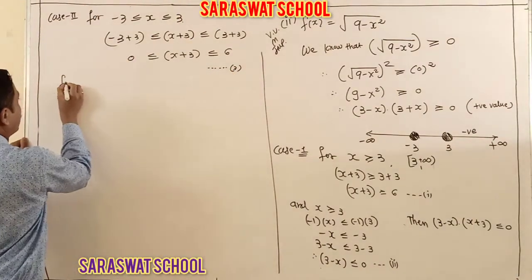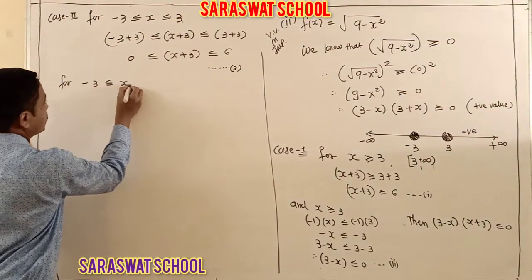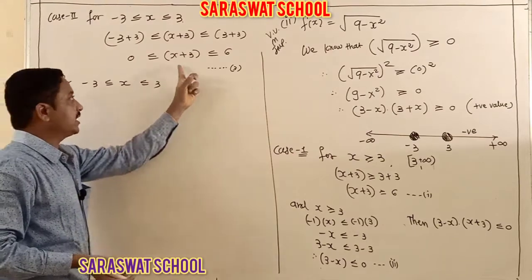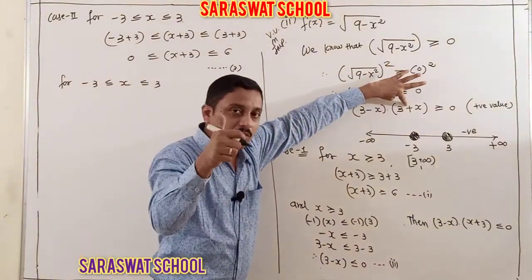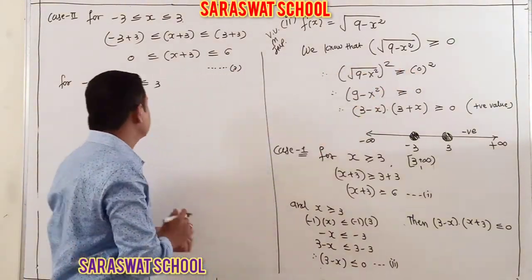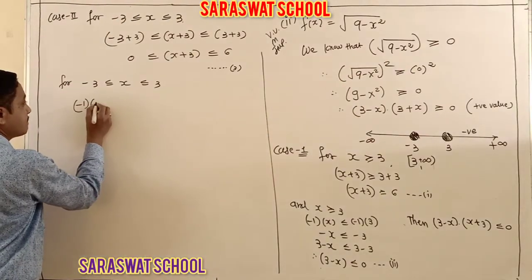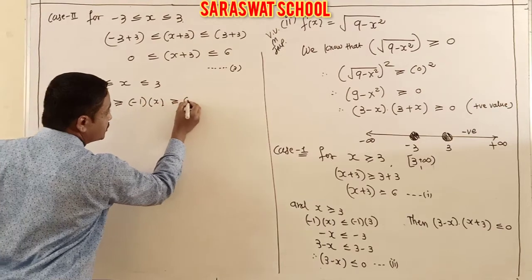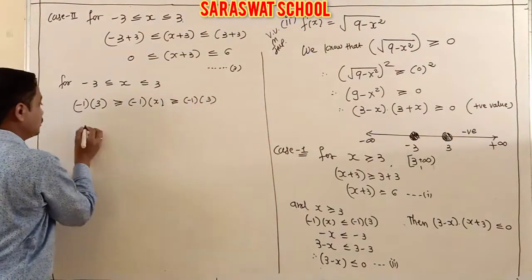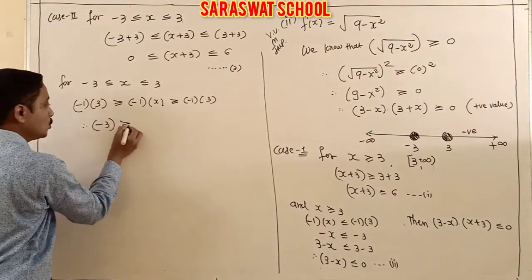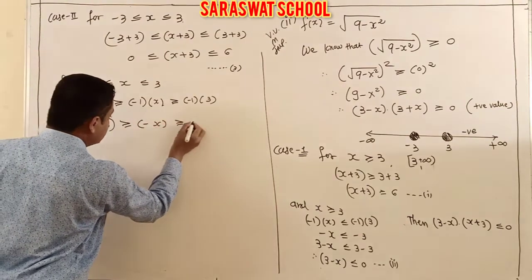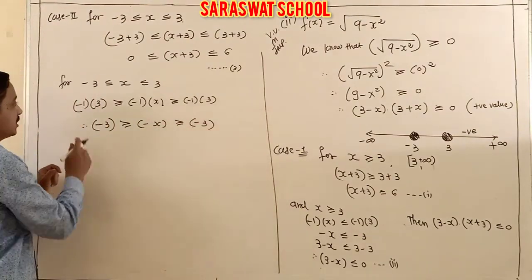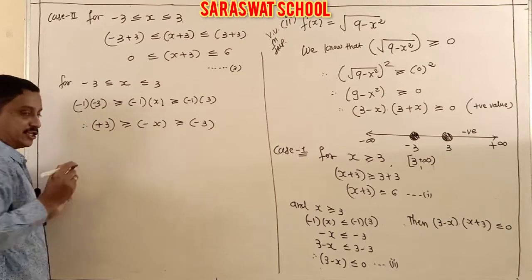Now again minus 3 to 3. Students, here I am preparing x plus 3. Now I start 3 minus x. So here minus multiply. Whenever you minus multiply, inequality changes. So what you get? Minus 3 to minus 3. Sorry, my mistake. Here minus 3. Yeah, it means it is plus 3.